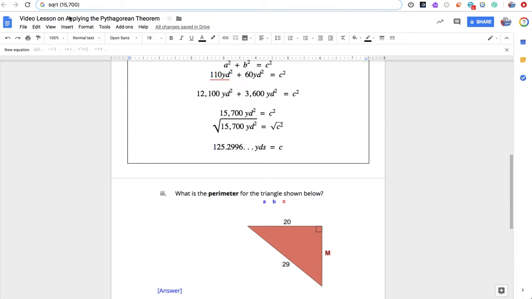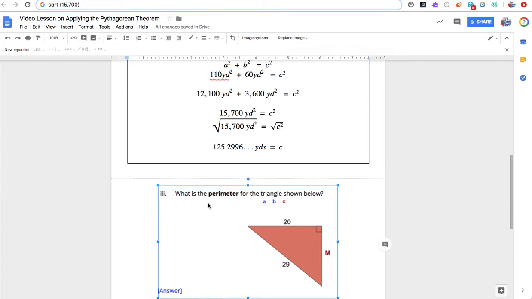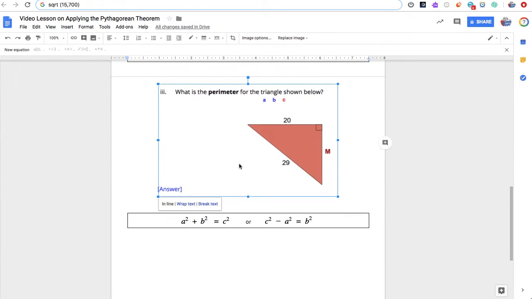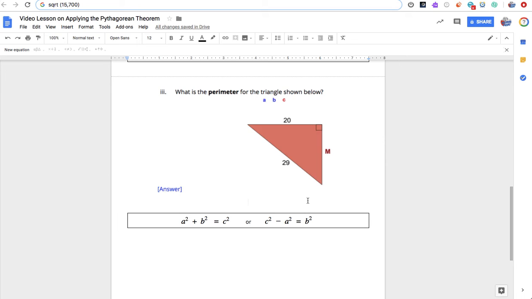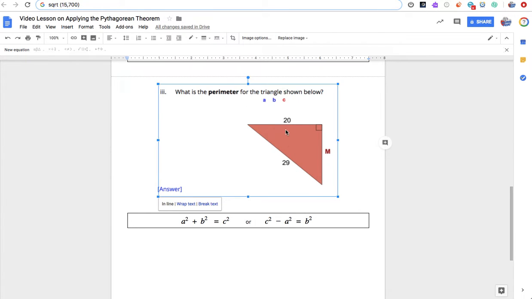Welcome back. In today's second video lesson, we're going to continue looking at how we can apply the Pythagorean theorem to solve word problems. The second example we're looking at asks us to find the perimeter of a triangle with side lengths of 29, 20, and m. Take some time to try to figure out on your own what is the perimeter for the triangle shown below, and then we'll walk you through it.